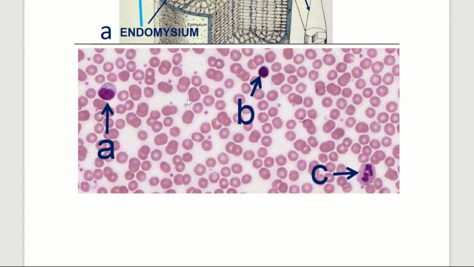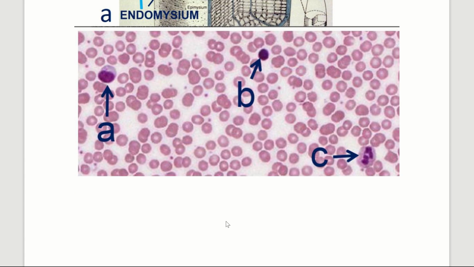So this doesn't apply to this question specifically, but I do need you guys to know which of the white blood cells are granulocytes. So remember, that's going to be the neutrophil, the eosinophil, and the basophil. Those are all of the white blood cells that have granules within them. Okay, so those are our granulocytes.